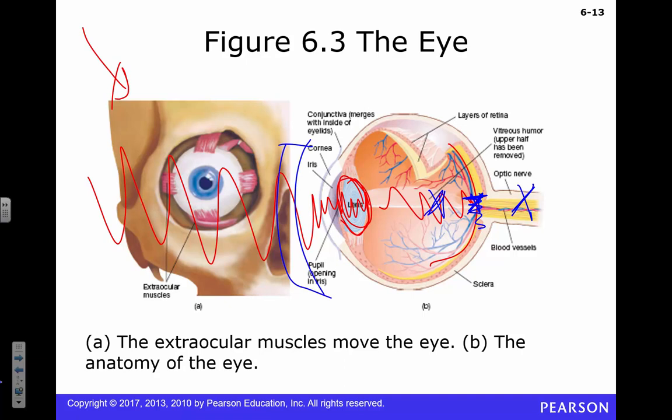How do lasers actually fix this? Yeah, so that'll actually correct the shape here of your lens a little bit, and so it'll change.